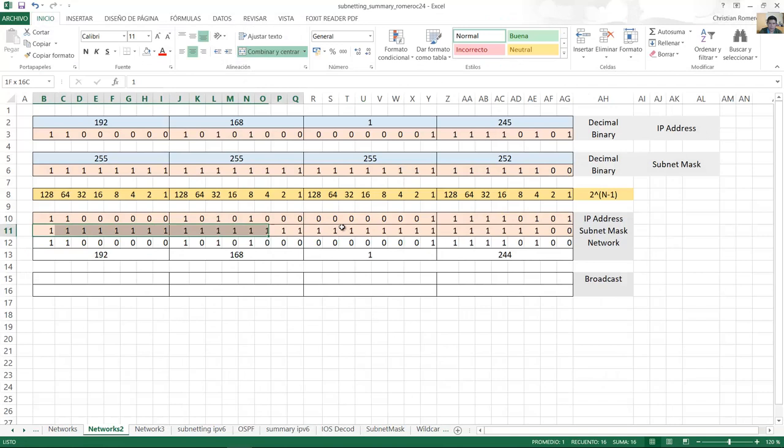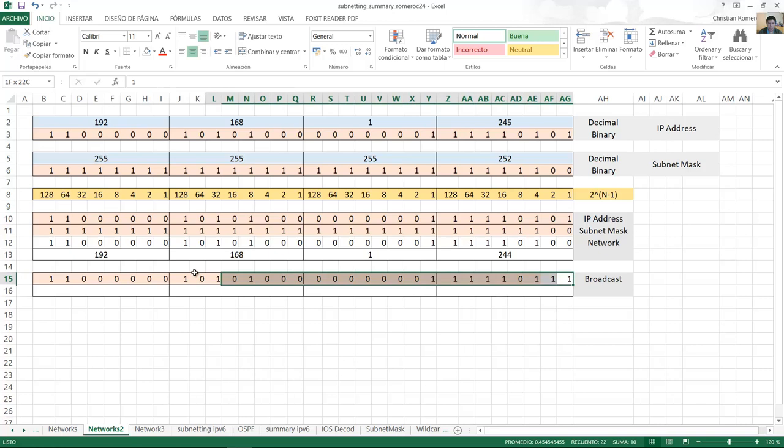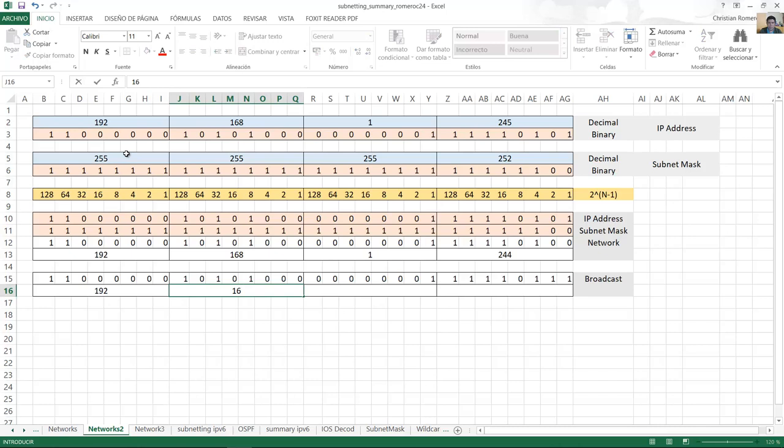Any number multiplied by 1 is the same number. Copy this and fill the remaining spaces with 1s. And this is the broadcast address. This is 192.168.1. This number is 247.